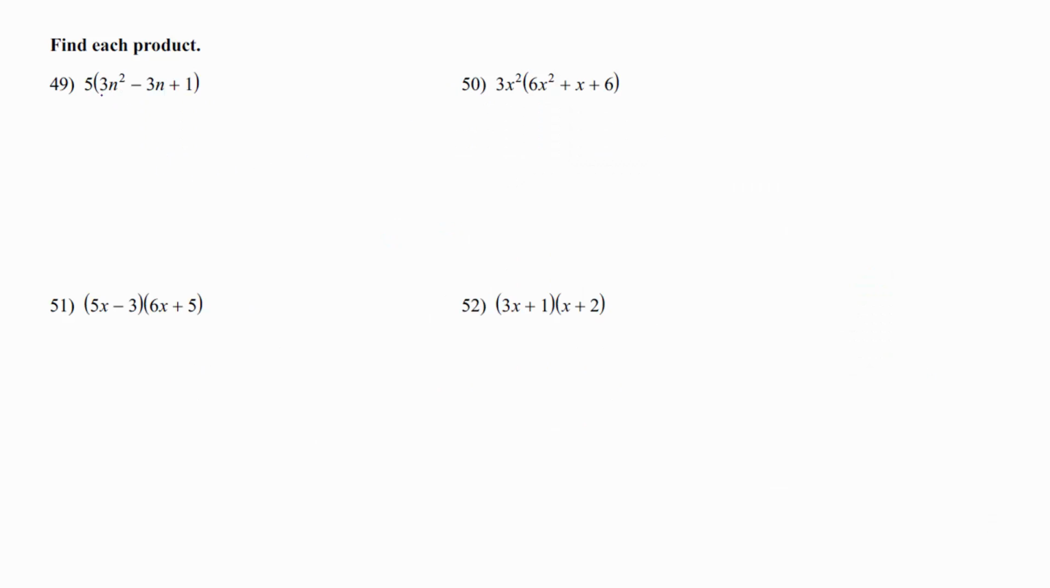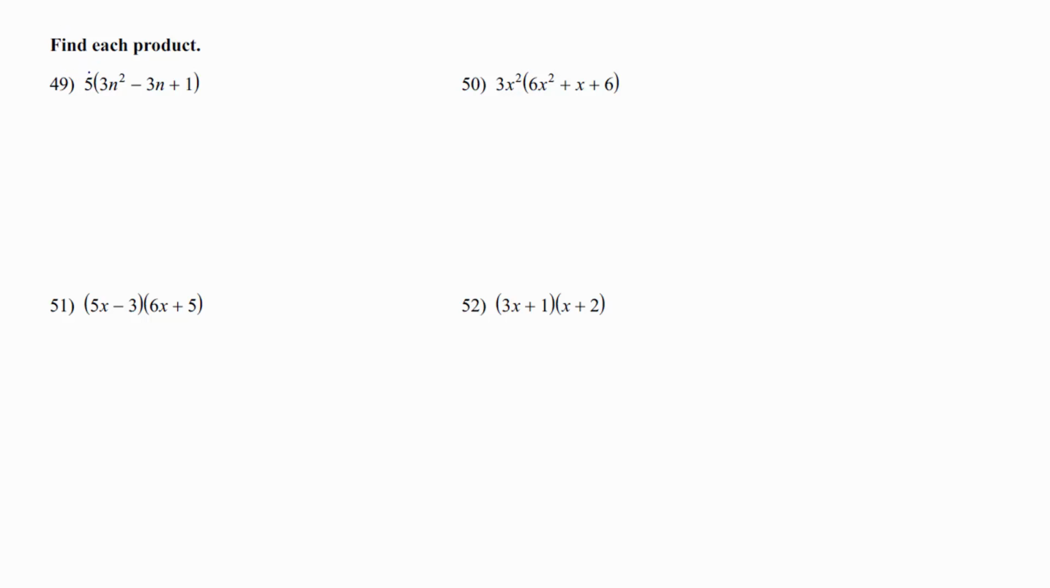Here we move on to multiplication. When we multiply with polynomials, we either use the distributive property, or if it's a binomial times a binomial, meaning 2 terms by 2 terms, then we can use a more specific pattern called FOIL.